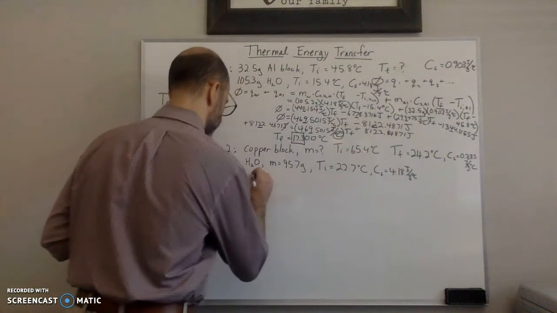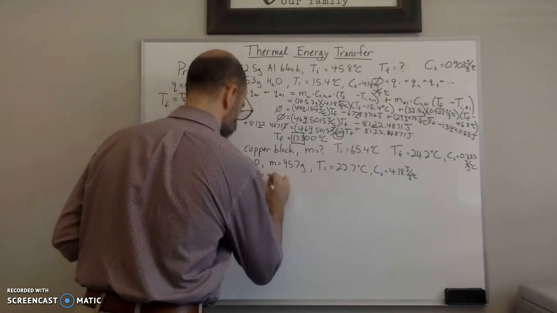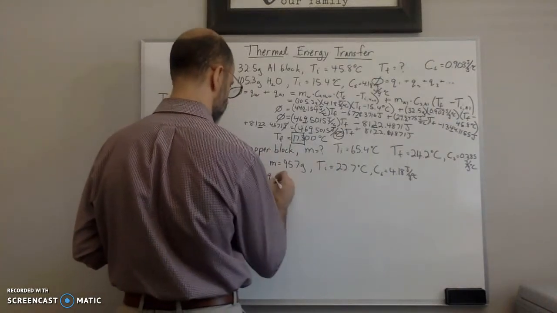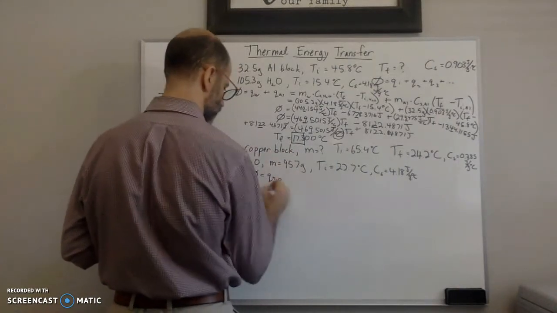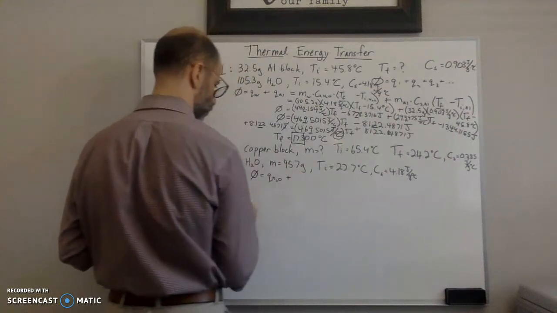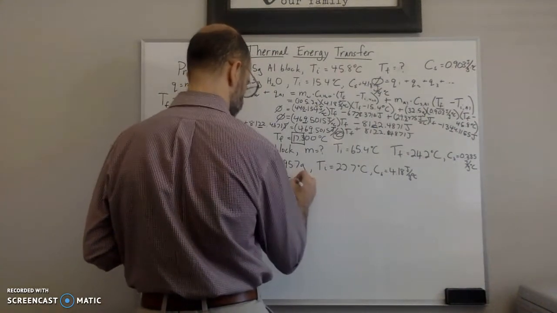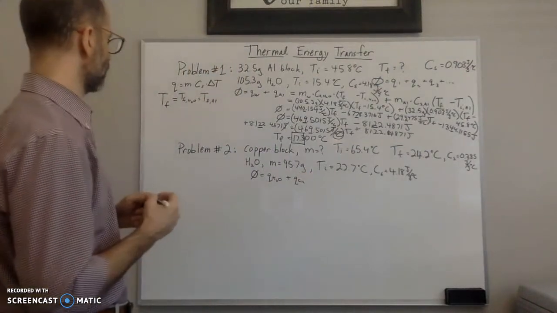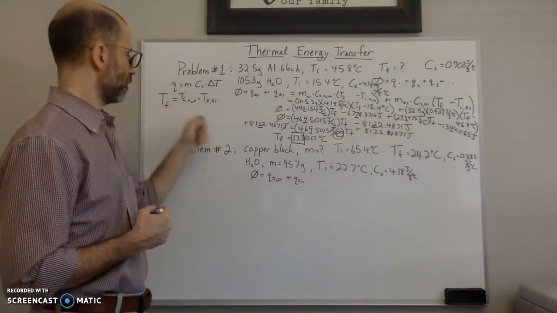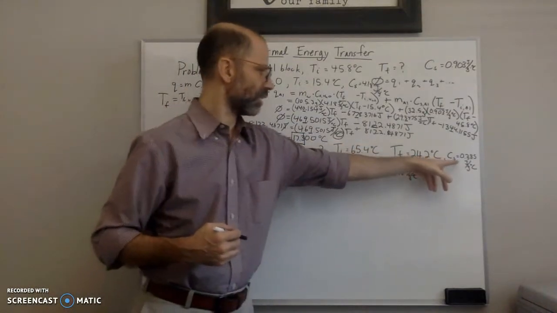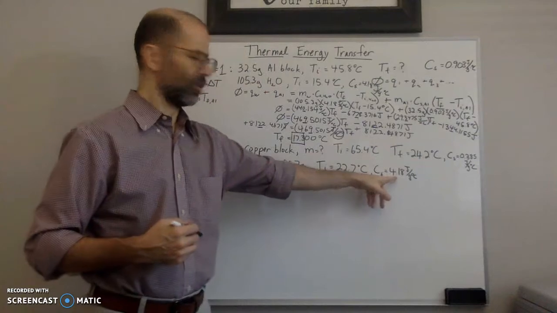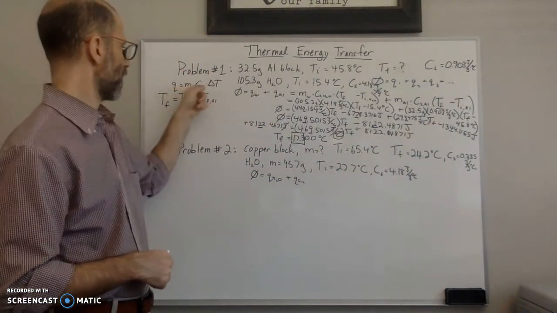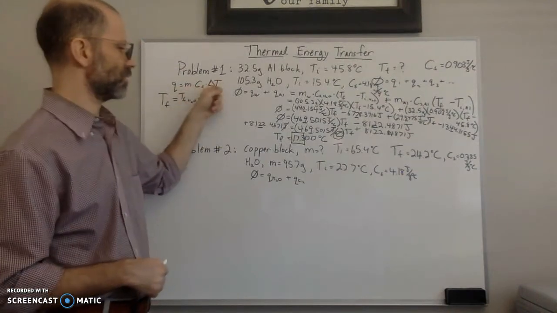So we'll have 0 is equal to Q. In this case, Q1 we'll say is the water, or we could say the copper. It doesn't matter. So say Q1 is the heat transfer for the water, and Q2 will be the Q of the copper. Okay, so again, in the same way as before, since we're given specific heat capacity for both, that tells us that the formula we're going to need to use is Q equals mass times the specific heat capacity times the change in temperature.